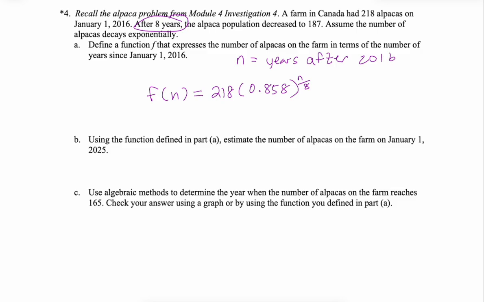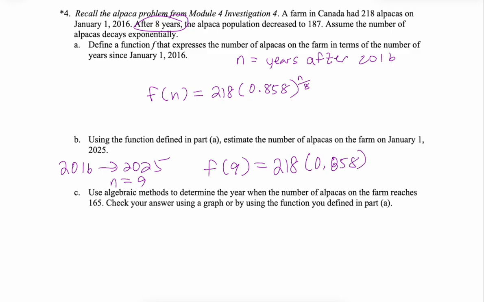It says, using the function, estimate the number of alpacas on the farm in 2025. So if we are going from 2016 to 2025, if you just subtract, our n is 9. 2025 minus 2016 is 9 years. So you're just going to plug in 9. If you're inputting time, you don't have to worry about actually solving. It's just input. What do you get?